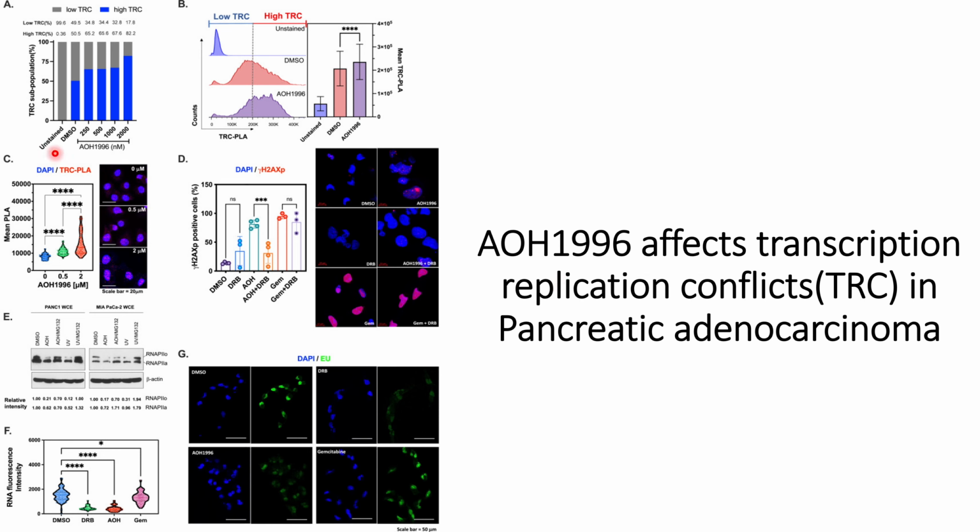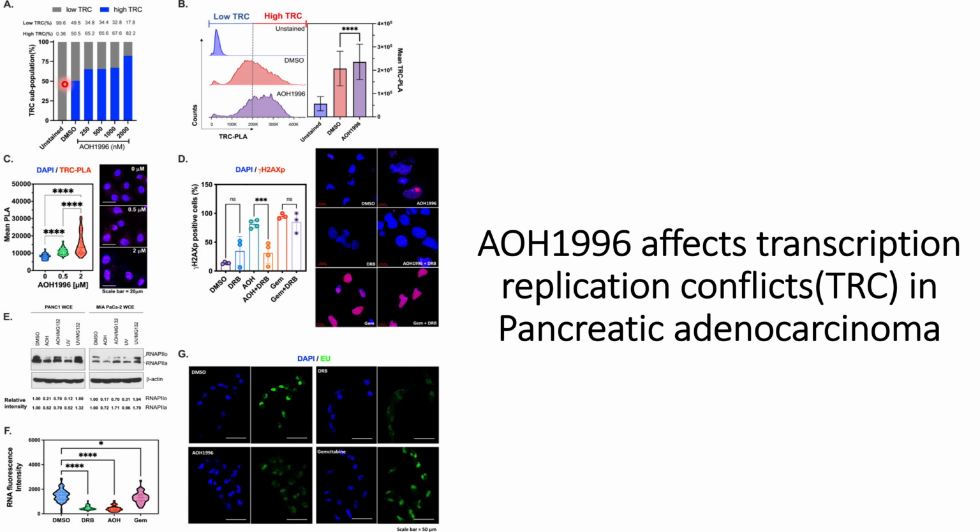So first, they used the PANC1 cell lines and checked the TRC in the control case without any AOH1996 treatment, and they are able to see that around 50% of the population shows TRC. So how do they detect this TRC? They check that this PLA shows signals of less than 40 nanomolar.